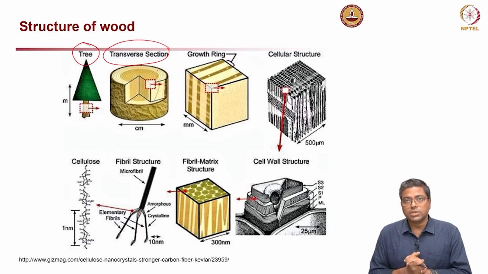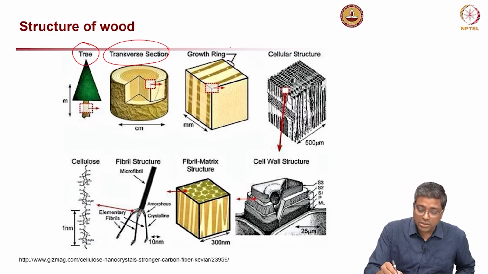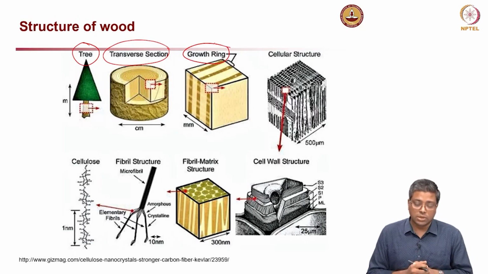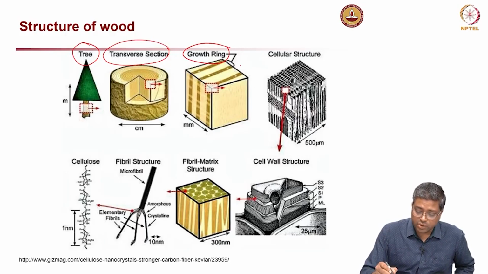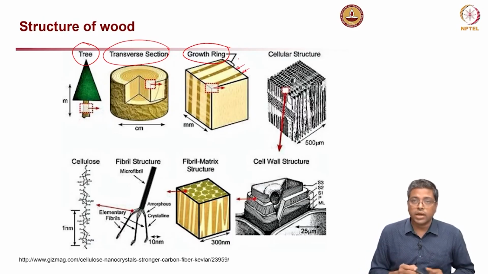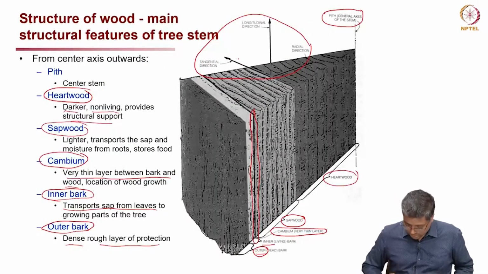Now, the third one is showing the rings which we talked about, the growth rings. Very clearly you can see the growth rings. You can see the early wood and late wood here. So, you can very clearly see this is the early wood and the late wood. Just to re-emphasize that.